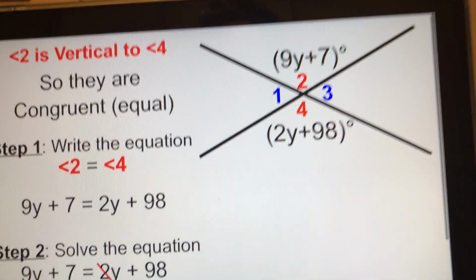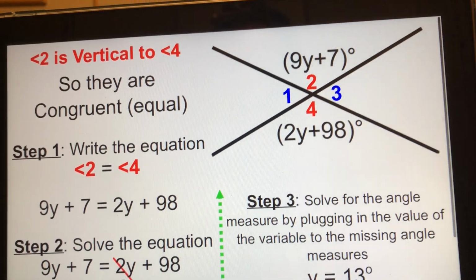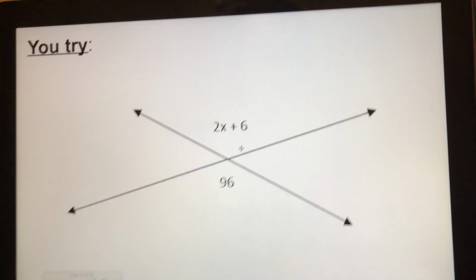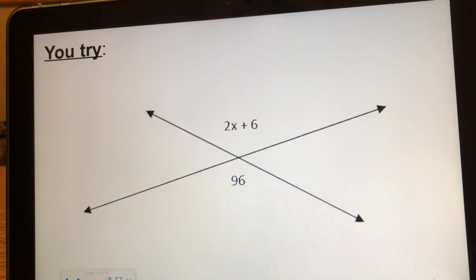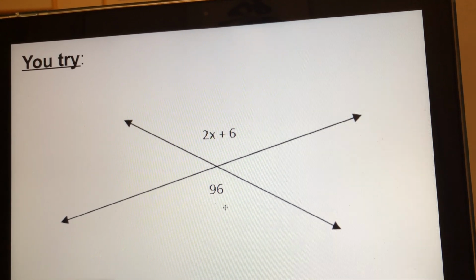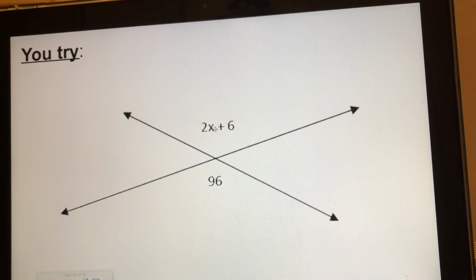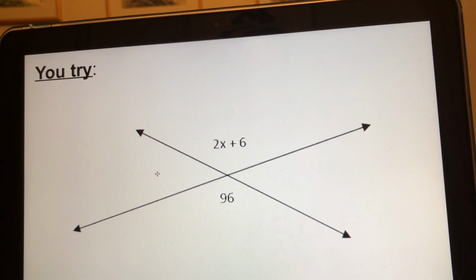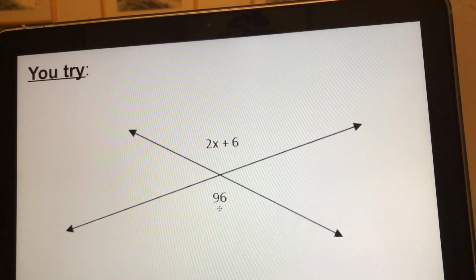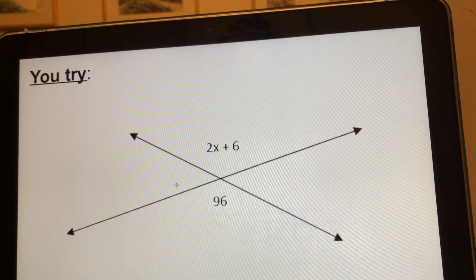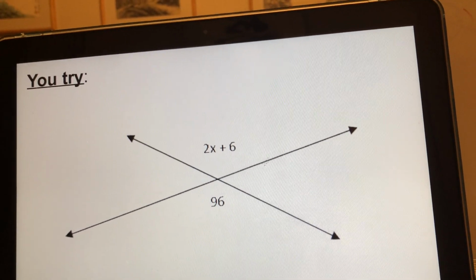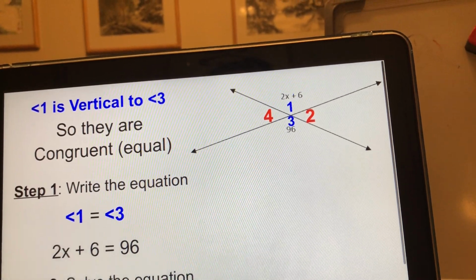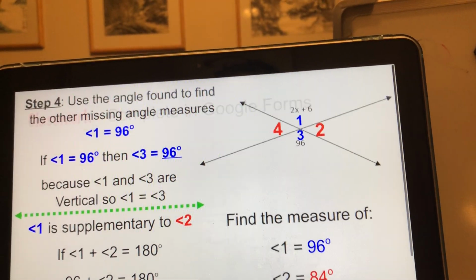Okay, here are all the steps that you can look at on your own. And then I'm going to leave this one for you to try on your own. But again, here are vertical angles. We make them equal to each other and solve for x. And then we can subtract it from 180. 96 minus 180 will tell us what this angle is and what this angle is. And these are all the steps.